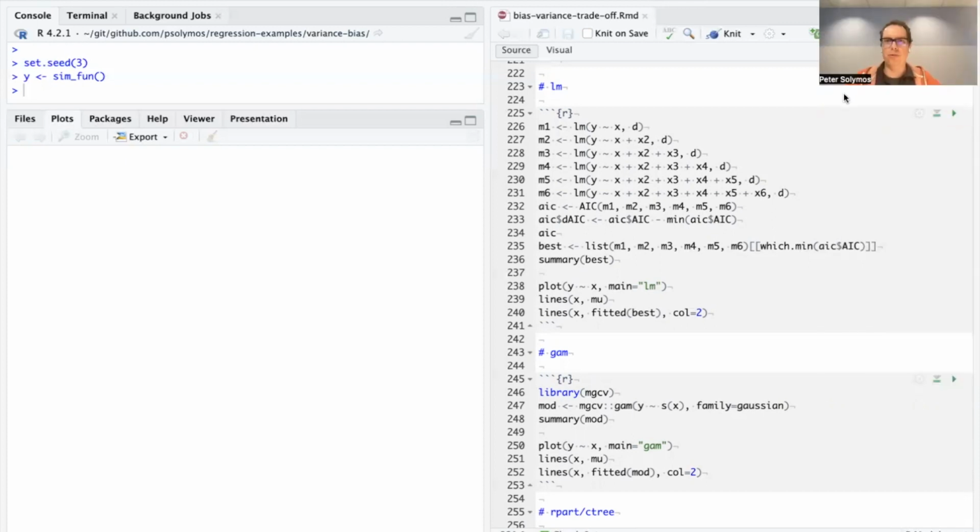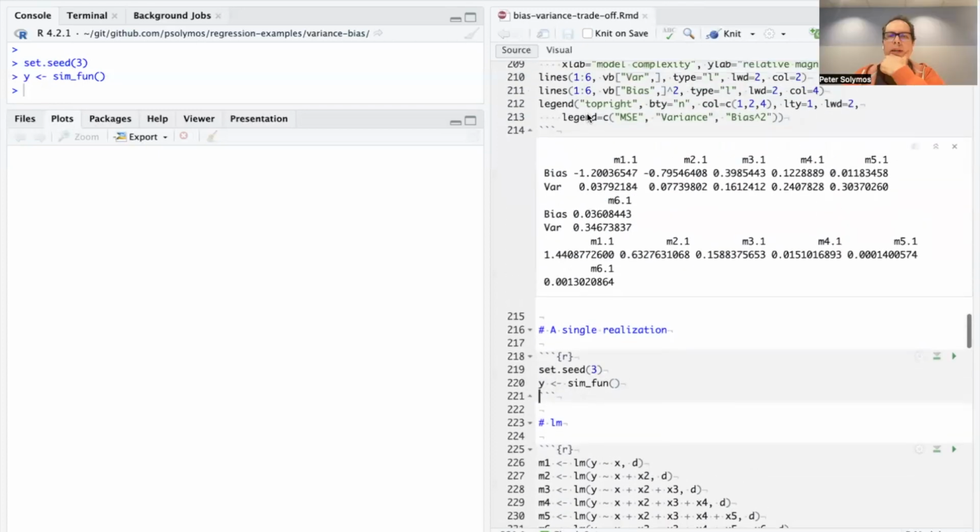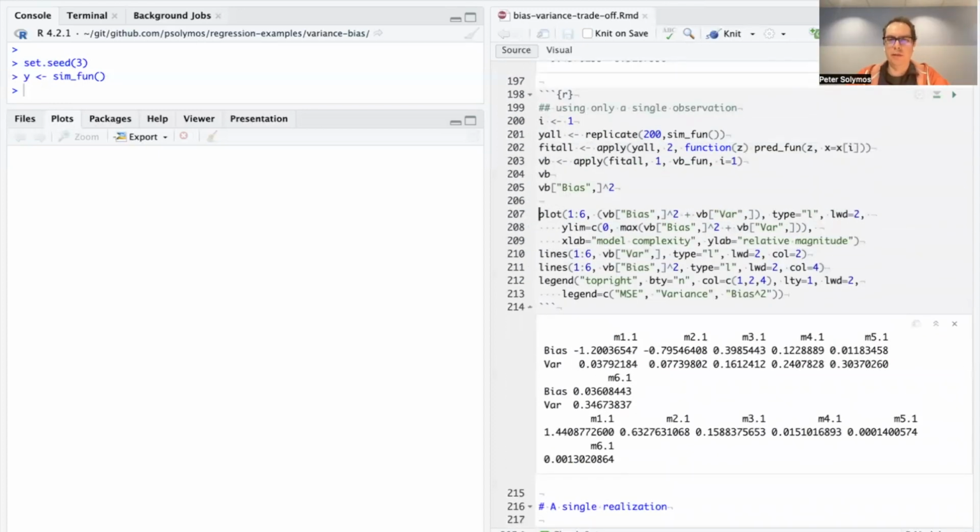I assume so. Well, before you go on, could you draw the bias variance graph again? Sure. I don't know why I cannot go back to it.